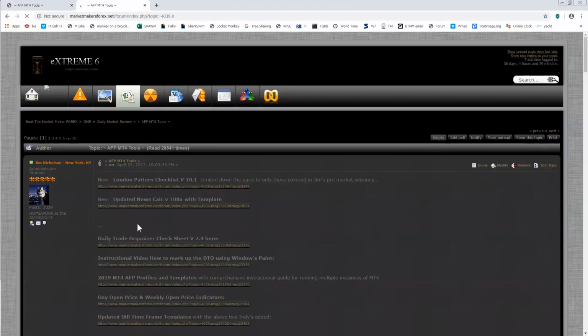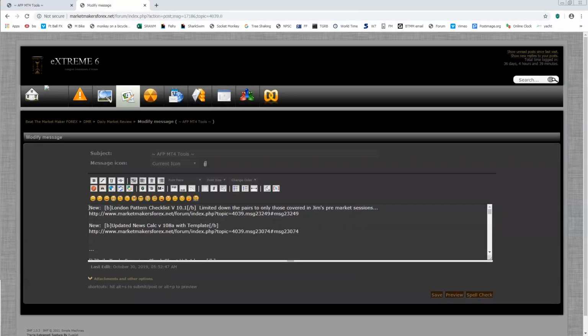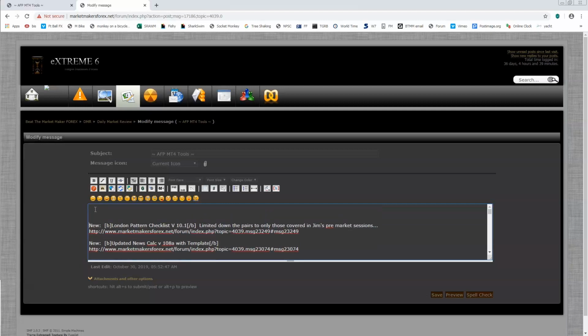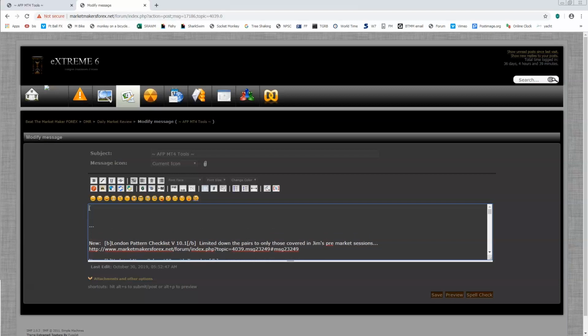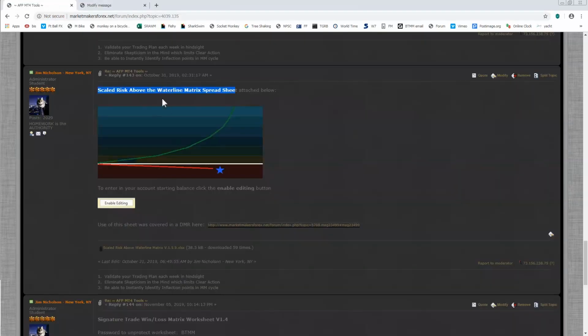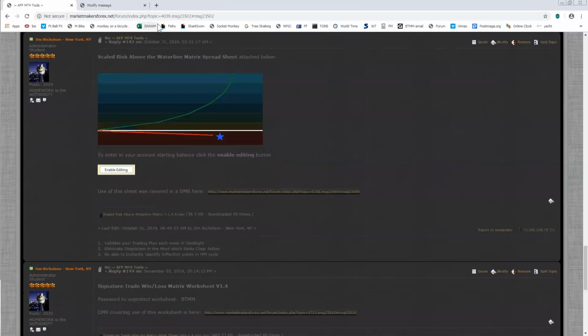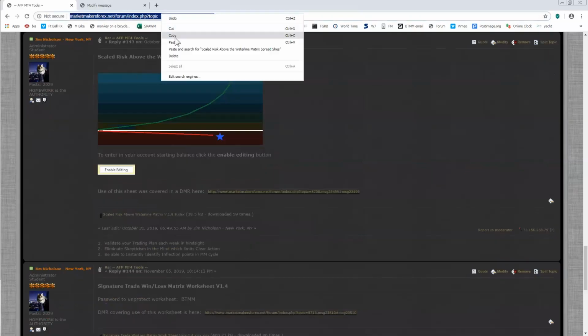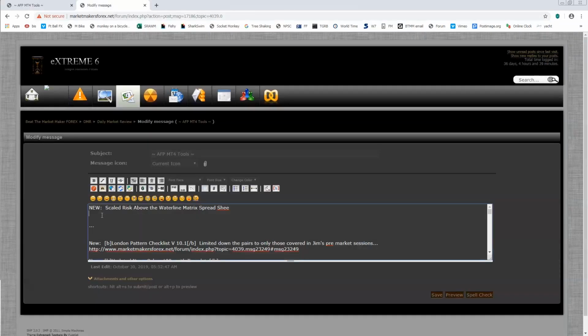So here's your London pattern checklist. Let's get the sheet in here, right? So I'm going to modify this, and we'll just put it right above all this. And those are no longer new, so understand that. Let's do this one. So new, NEW, and then let's drop that in there. We'll go back and grab the link for it, which is right here. And then I will post the link directly to you guys here in GoTo, but it's here.